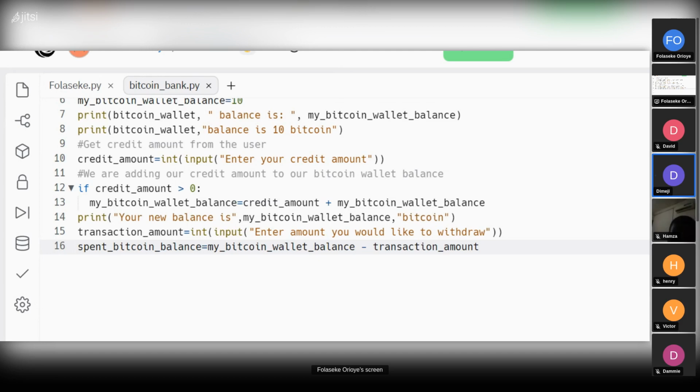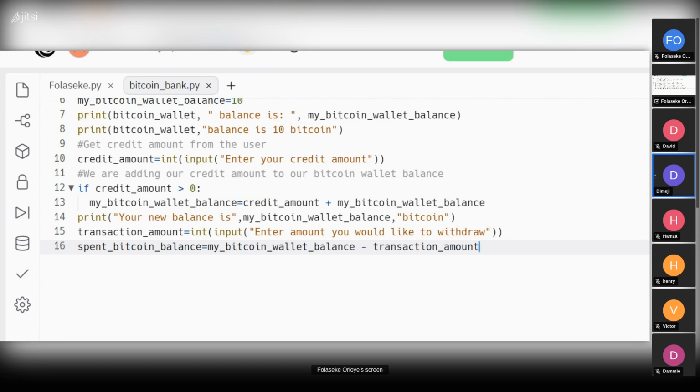Okay, very good. Bravo. Now, it's what she said. You want to withdraw, right? It will first ask you, how much do you want to withdraw? Enter the amount you want to withdraw, which is currently what? 600.